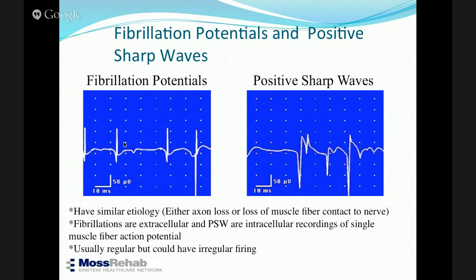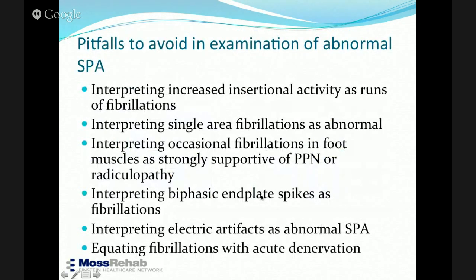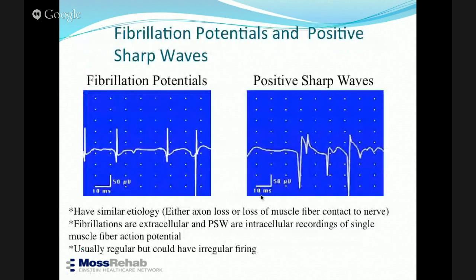Positive waveform, on the other hand: you stick the needle in, it's intracellular, the electrical activity comes in, and then there is a sudden change in direction, it goes down, and the sodium takes a long time to get out of the cell, so you're going to have a long duration wave instead of a very narrow thing. Here you see this has a very wide duration. So that's a classic positive sharp wave. Usually they're regular, but you could have irregular firing, so be aware.